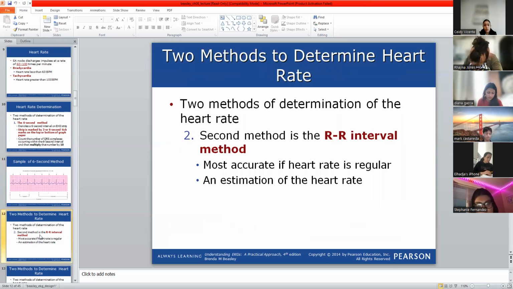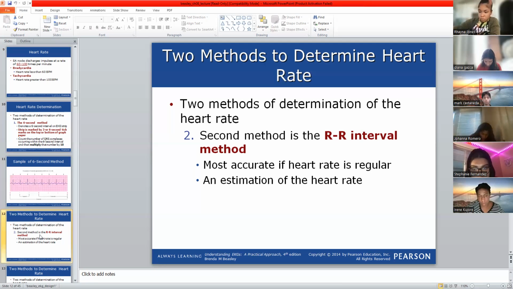And the second method is the same but more accurate. What is the second method? I count how many big squares between R and R. Say I found 4 big squares. We mentioned that in 1 minute, we have 300 big squares. You remember? We had 300 big squares. So if I divide 300 by the number of big squares between R and R, I will get the heart rate.